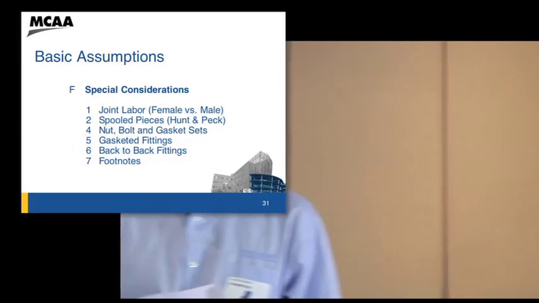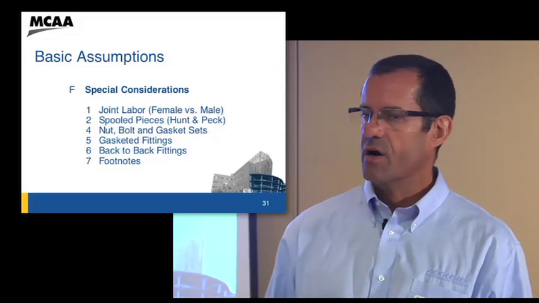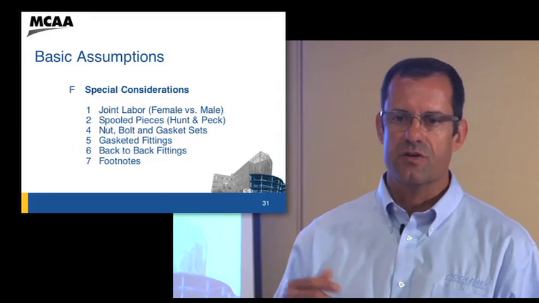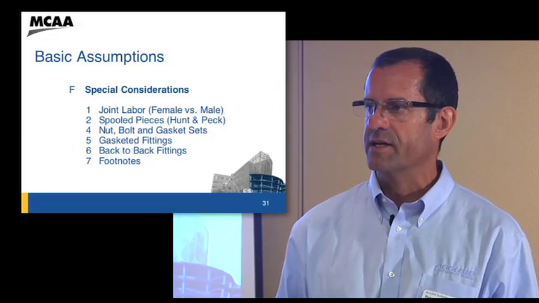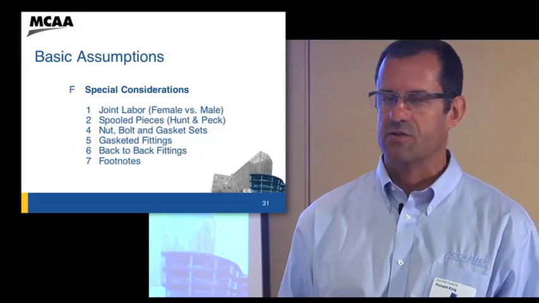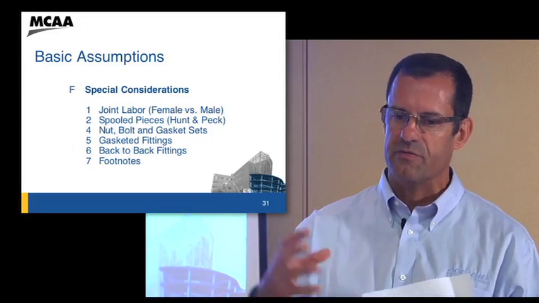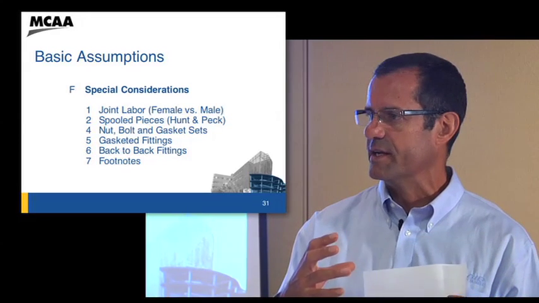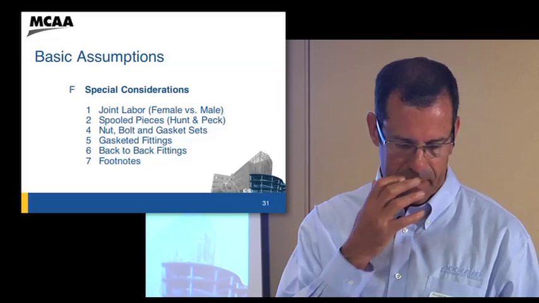Gasketed fittings. When I was saying a minute ago that everything gets labor on it, there are some things where the labor is included with another item, such as the nut, bolt, and gasket being included with a flange. Another item would be the rubber gaskets for service weight cast iron. That gasket is already included in the joint fit on the fitting itself, so you don't have to labor the gaskets as well. It's already in there.